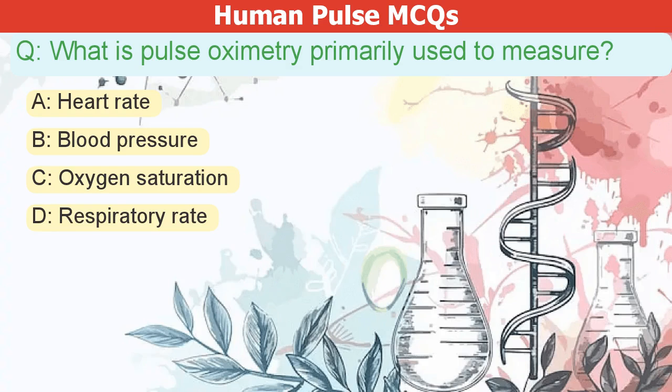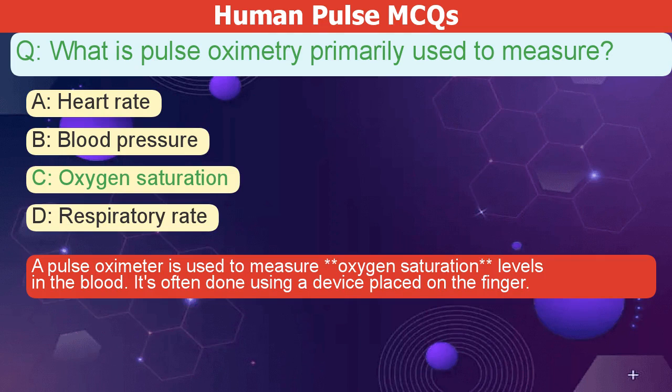What is pulse oximetry primarily used to measure? A. Heart rate. B. Blood pressure. C. Oxygen saturation. D. Respiratory rate. The correct answer is C. A pulse oximeter is used to measure oxygen saturation levels in the blood. It's often done using a device placed on the finger.